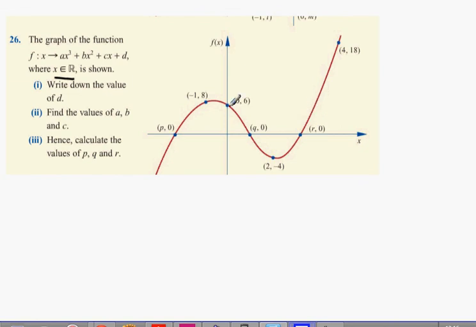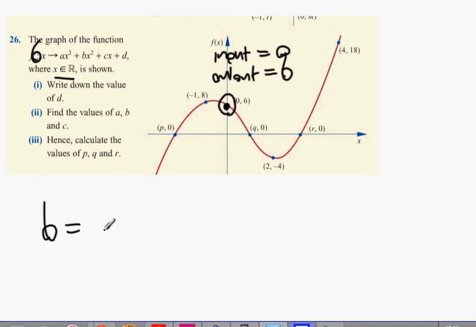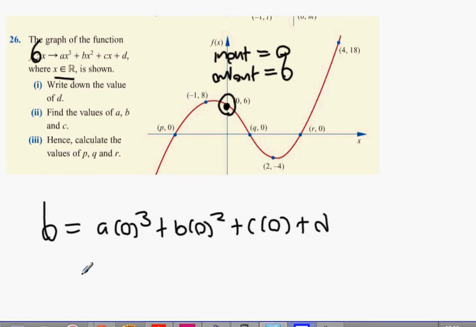Now, the trick with d is the easiest piece of information here is (0, 6). Why is that the easiest piece of information? Because the input is 0 and the output is 6. 6 is this part here. 6 therefore equals a times 0 cubed plus b times 0 squared plus c times 0 plus d. Therefore 6 equals d. You now know that's 6.